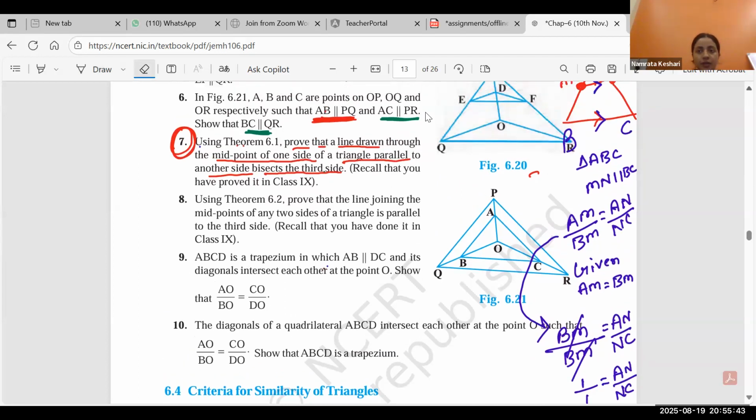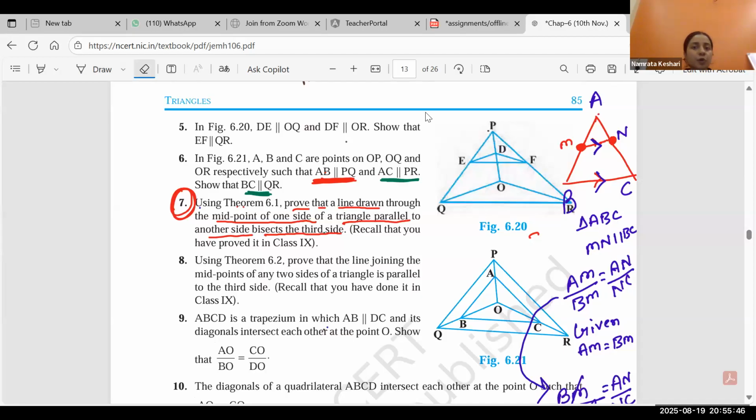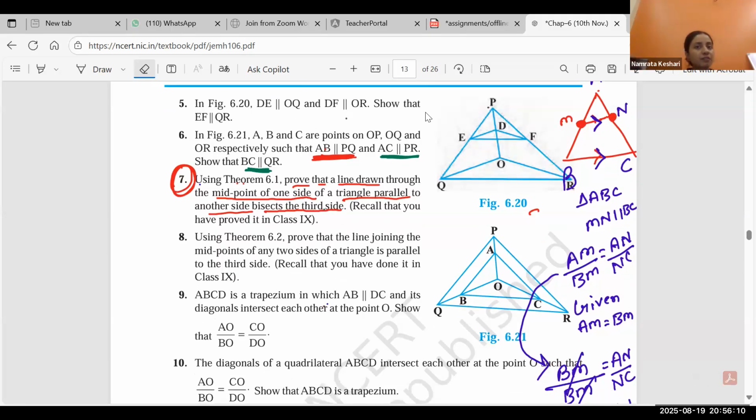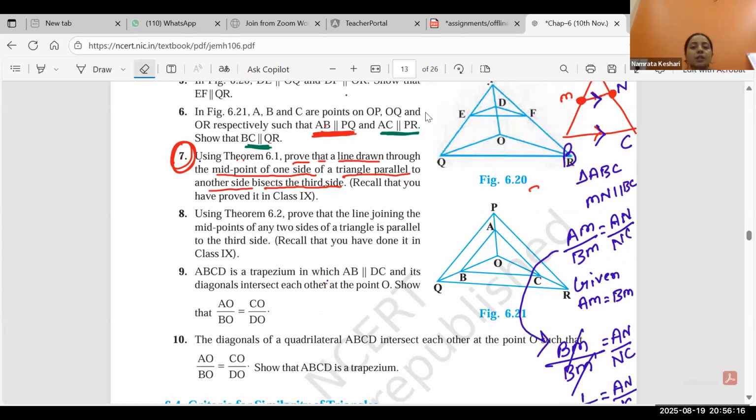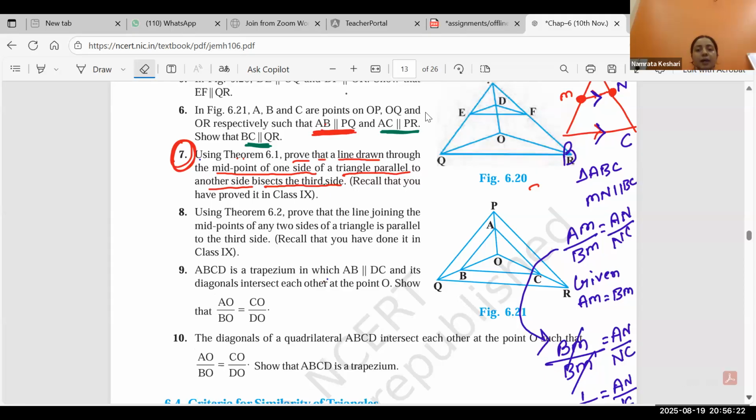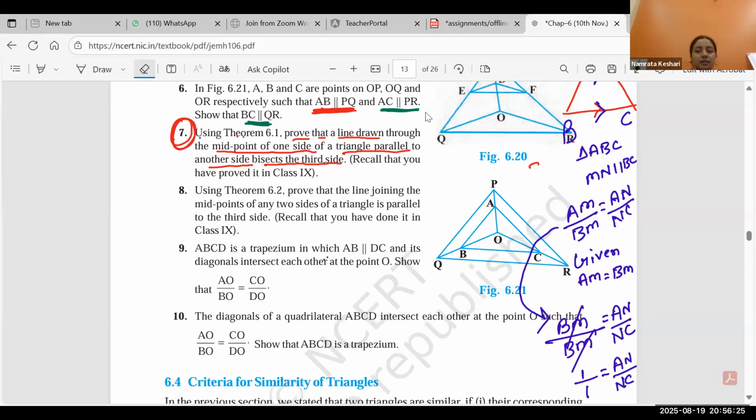Are you getting everyone? Yes, ma'am. Okay, so now the converse of the midpoint theorem: if a line is drawn through the midpoint of one of the sides parallel to the other side, prove that it bisects the third side. We say that since parallel, hence the ratio will be the same, in brackets by basic proportionality theorem. Now in the next step we write that we know AM is equal to BM. Therefore, AM by BM can be written as BM by BM is equal to AN by NC.